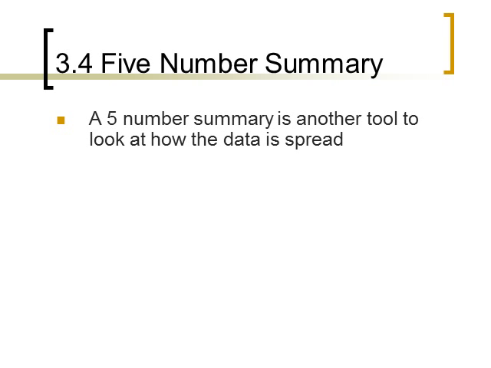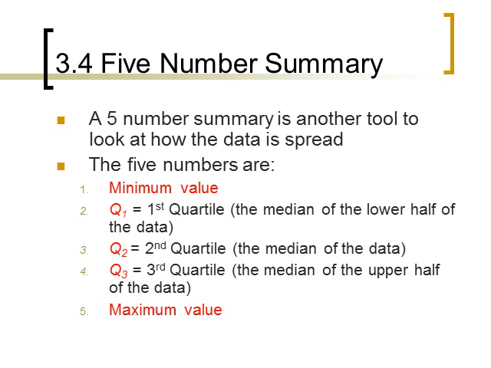One thing that you'll have to know for the first exam and for the final is how to create a 5-number summary. A 5-number summary is another way to look at the spread of our data, and it also helps us create a specific type of graph called a box plot. In a 5-number summary, we are trying to locate 5 important numbers. The first is the minimum value, the lowest number in our data set.